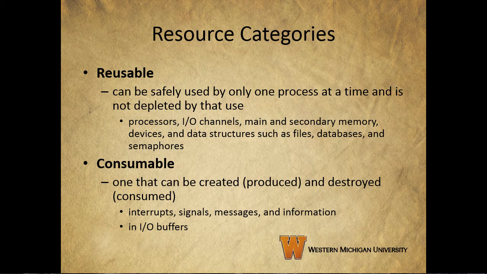away after being used. Consumable resources, on the other hand, can be created or produced and destroyed, which is when we say they've been consumed. So interrupts, signals, messages, and information in I/O buffers, for example, these are consumable resources that can actually be destroyed.